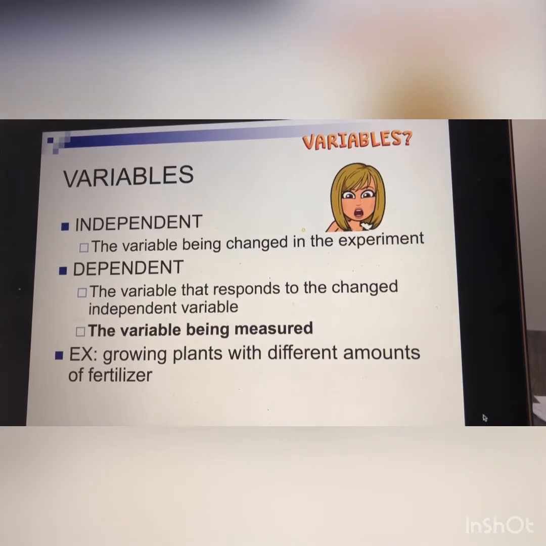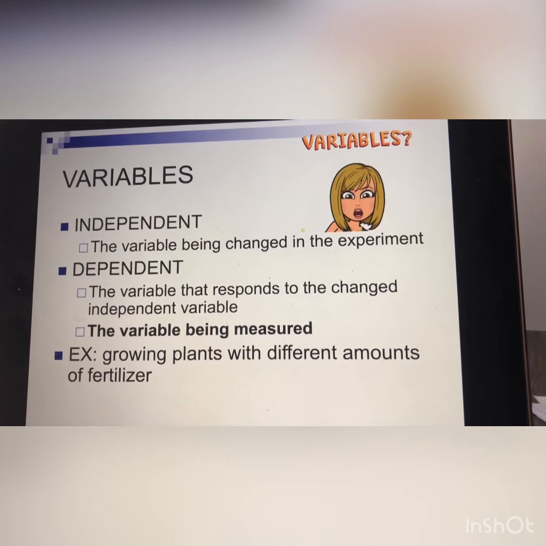So let's talk about the different types of variables, because there are different types. The first type is an independent variable. An independent variable is the variable that is being changed in the experiment. To be more specific, the independent variable is going to be the locations in our water experiment when we are testing to see if the sun is hot. The independent variable would be in front of the garage is the independent variable, and on the back porch would be an independent variable.